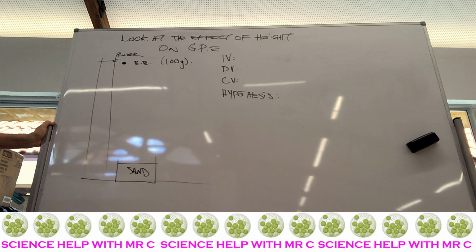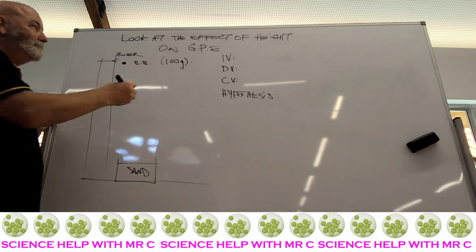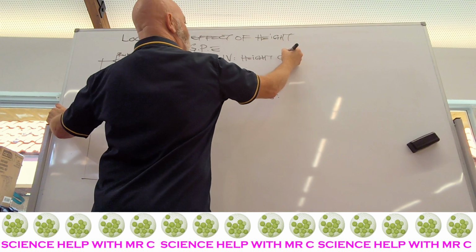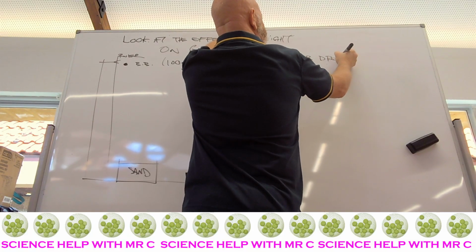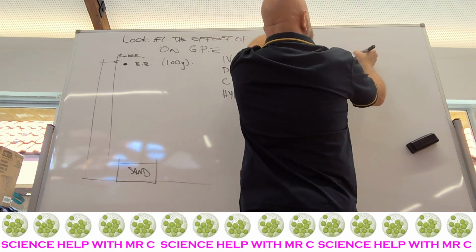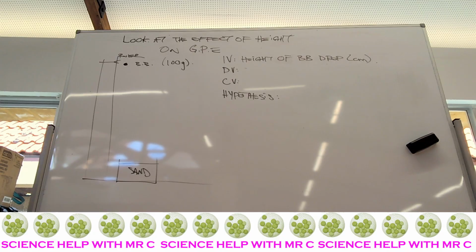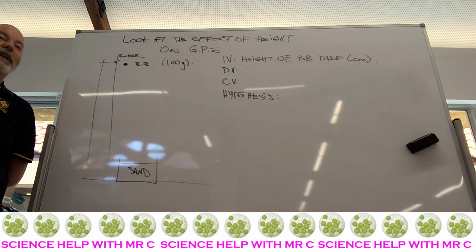So the independent variable is what we are changing, and we are changing the height from which the ball bearing is dropped. Height of ball bearing drop, and that's going to be in centimeters. Is there a certain height you recommend going up by? Tens. Depends on how much time you've got. If it's going to be 5s, it's going to be there for a long time. So 10s is fine. All we need to do is get a trend. We already know what the result's going to be.